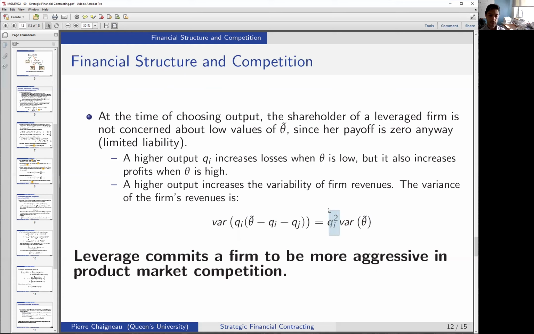And as you can see, as you increase output, you increase the variance of the firm's revenues. Another way to see that is that if you increase output, you're going to increase your losses when theta is low. So when theta is low and you have a higher output, you're going to make greater losses. But it's also going to increase your profits when theta is high. So to conclude, having leverage and having higher leverage is going to commit a firm to be more aggressive in product market competition by producing larger quantities.